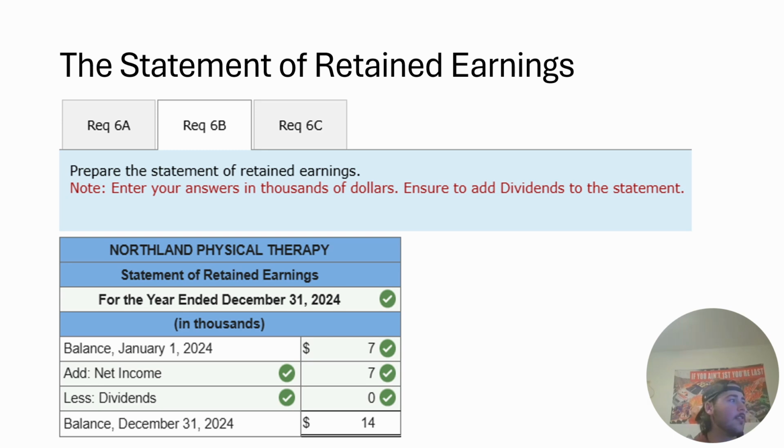Statement of retained earnings. You get your previous balance of retained earnings, which was 7. You add net income, or subtract net loss, but this is net income. And then you subtract dividends if there are any. That gets your total current retained earnings. So for the year ended December 31st, 2024, we have retained earnings of 14,000: 7,000 plus 7,000 minus 0 is 14,000.